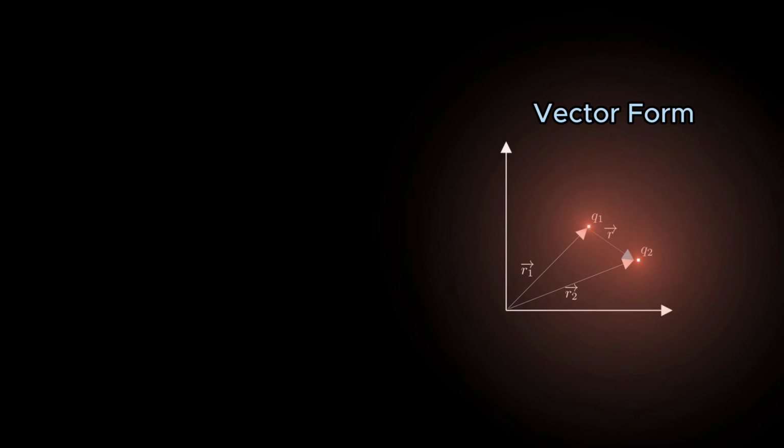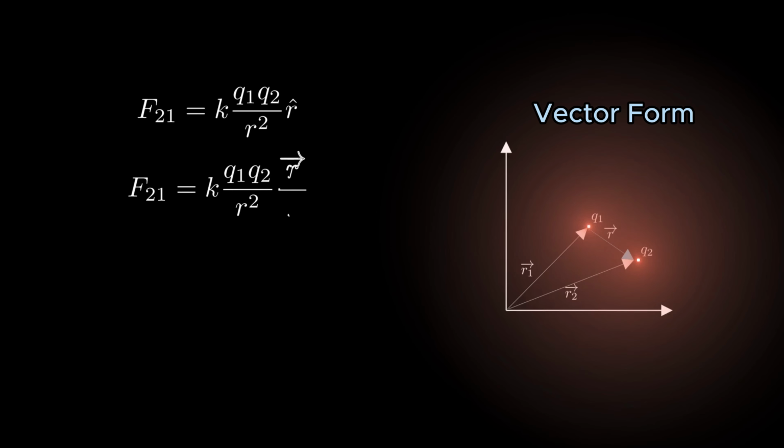For the first case, we will be examining the force on charge Q2 due to Q1. F21 will therefore be equal to k Q1 Q2 over r square times the unit vector r cap. We know unit vector is vector divided by its magnitude, therefore we have F21 equals k Q1 Q2 over r square times r vector over r magnitude.